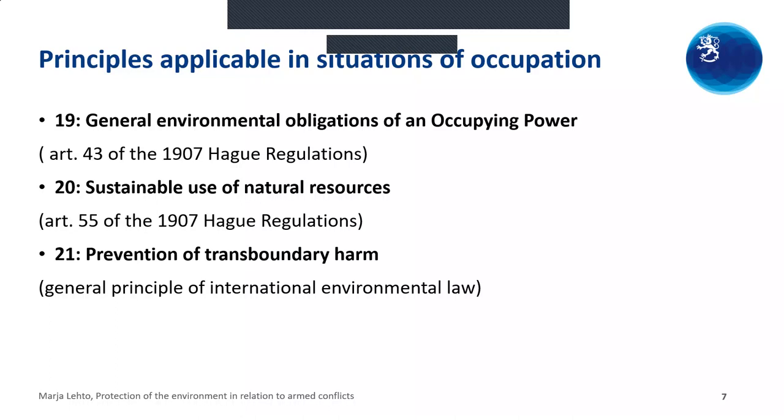These three principles, the first two, are based on the law of occupation, existing customary law obligations, which have been interpreted in light of subsequent developments in international law, both human rights law and international environmental law. The third one is based also on a customary international law principle in environmental law. The first of these principles, principle 19, sets forth the general obligations of an occupying power. First, the obligation to respect and protect the environment of the occupied territory and take environmental considerations into account in the administration of such territory.